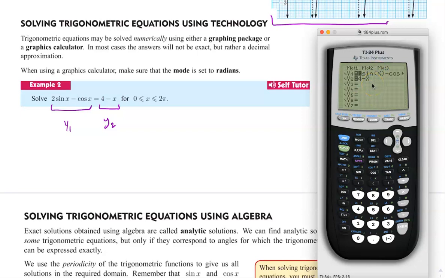Now, a couple of things it does mention here. If you're trying to solve this, look at your domain. Notice how it's in radians. So you want to make sure you're in radian mode.